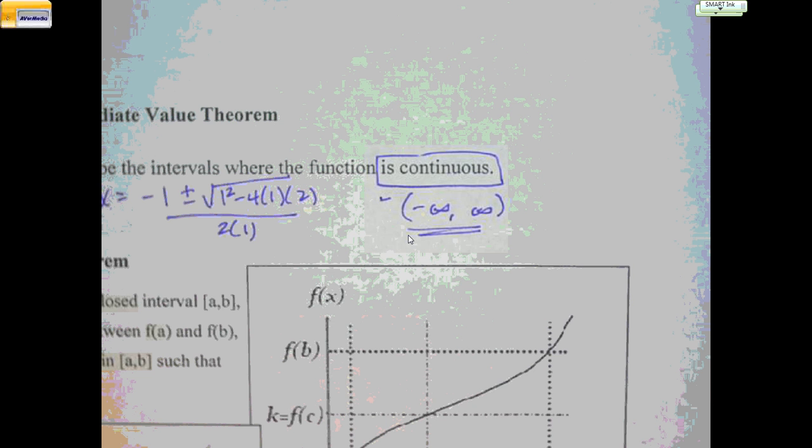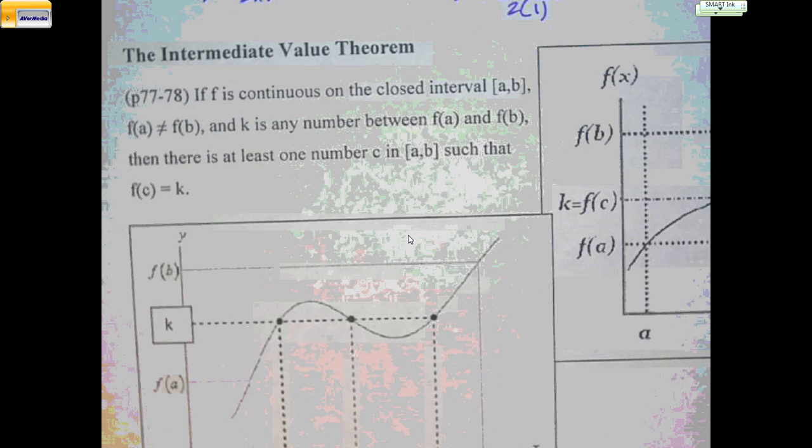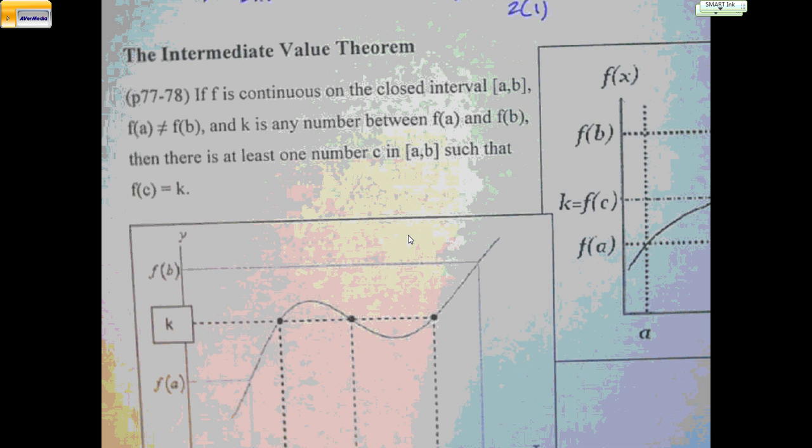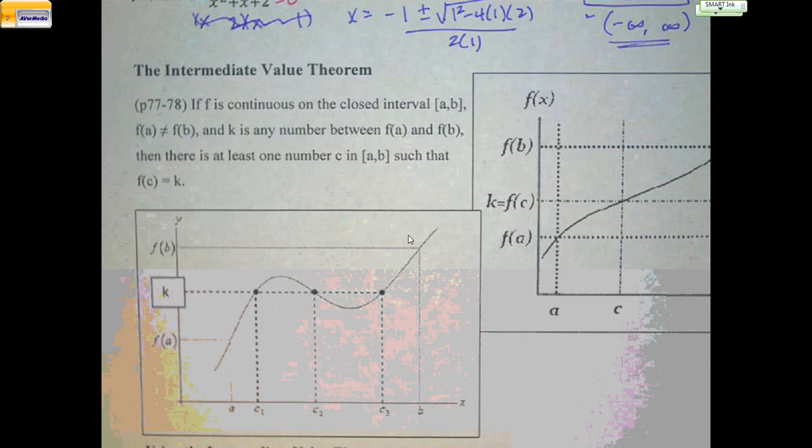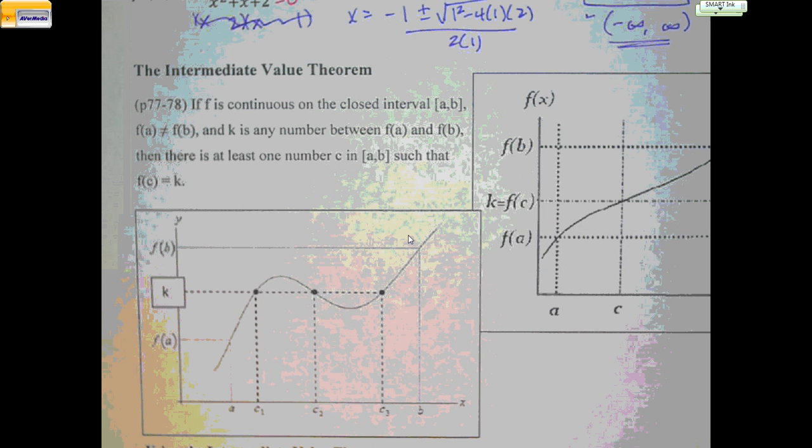Questions on that one? Great. Now we're at intermediate value theorem. Nick was trying to be smart and move ahead. Alrighty. Here's the math words. And this is on page 77 of your textbook, by the way.